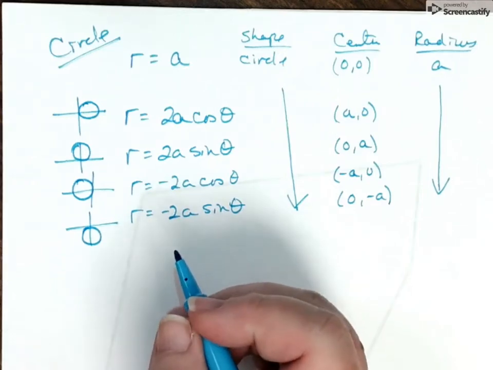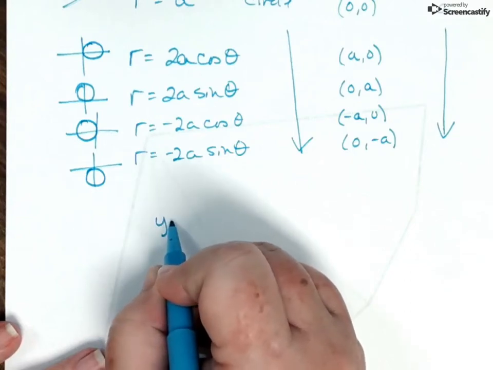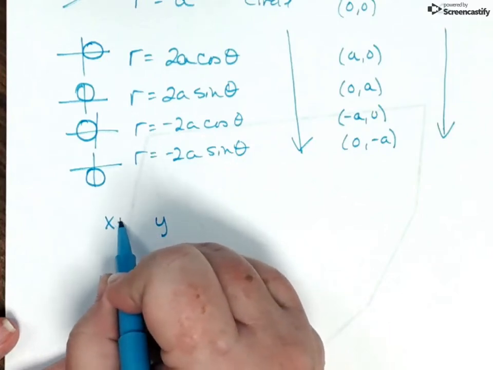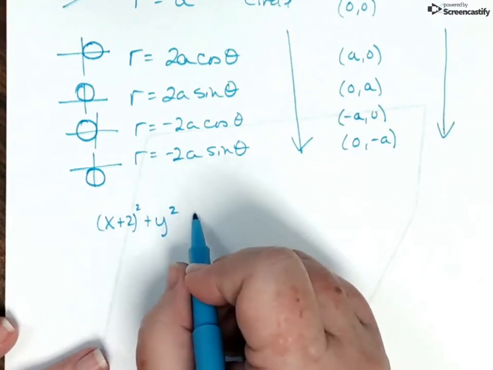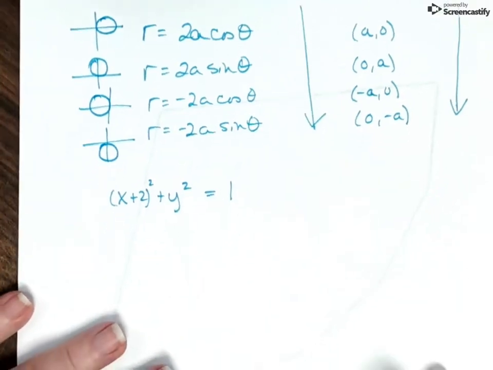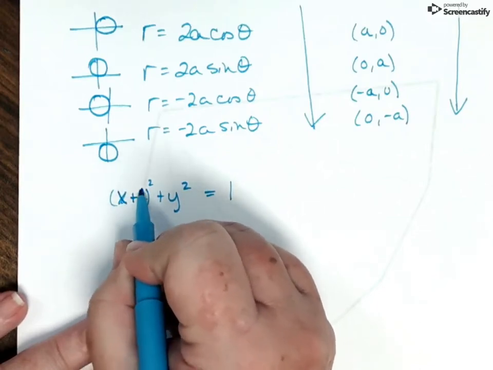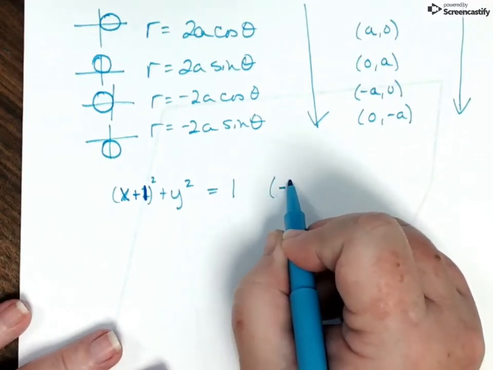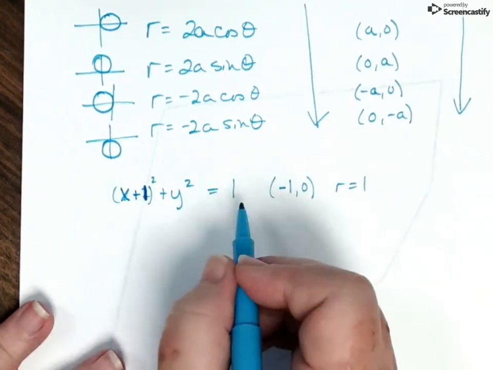So let's take one more example of this and look at the equation (x plus 1) squared plus y squared equals 1. This would be a circle that is centered at (negative 1, 0) with a radius of 1. But let's prove it by turning it into polar.